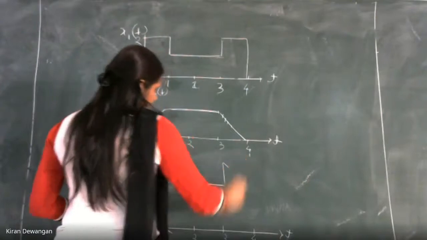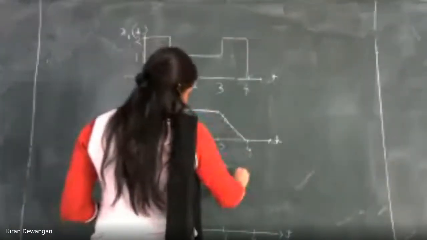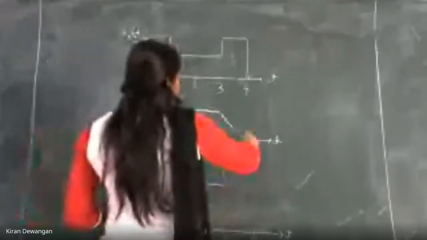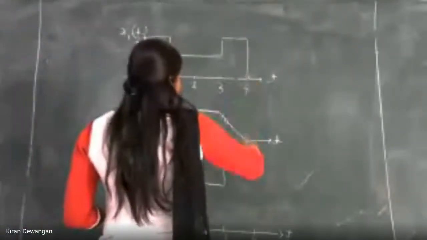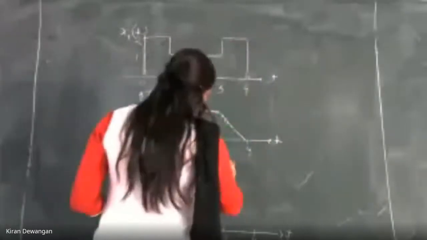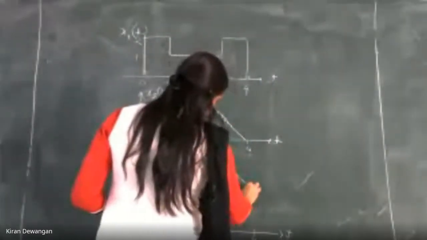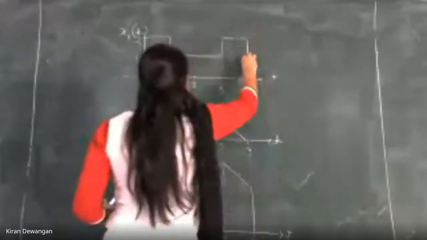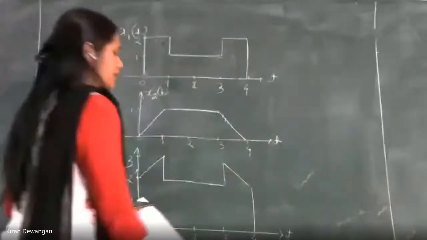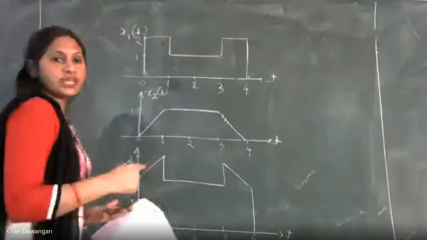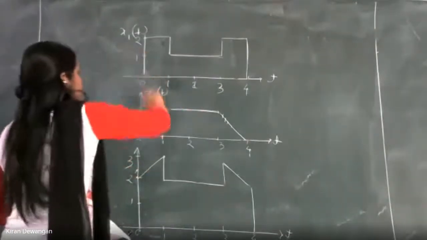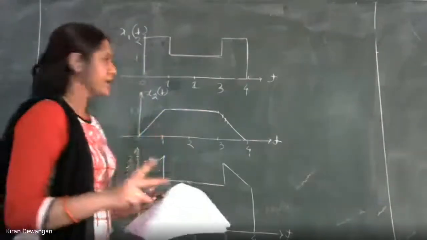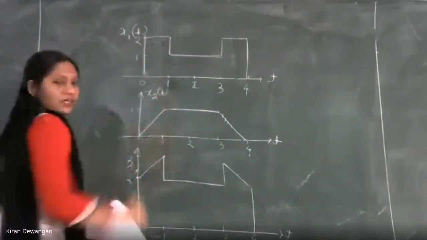Then it will be 2.5. At this point it will be 2.5. Finally, at this point it will be just 2. So it will be like this, and then there is a drop because of this. Clear? So that is how we add two signals. We are adding x1(t) and x2(t). Both the signals are getting added up and we are getting this signal.